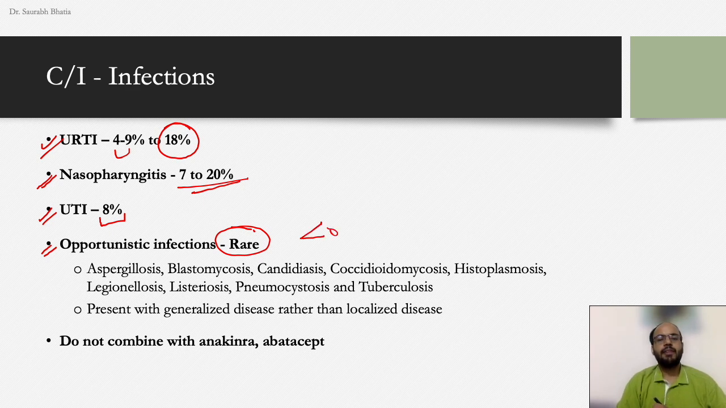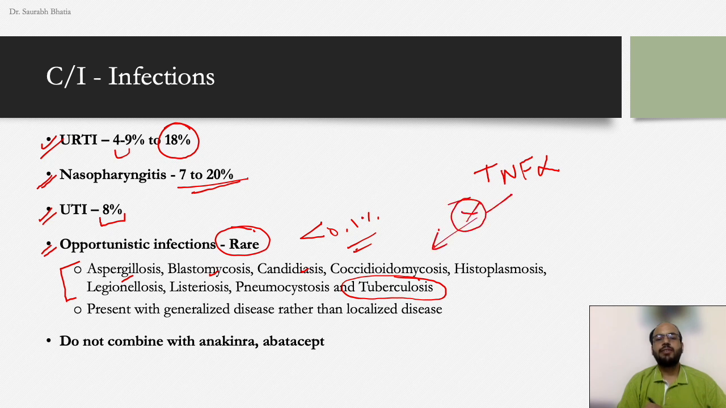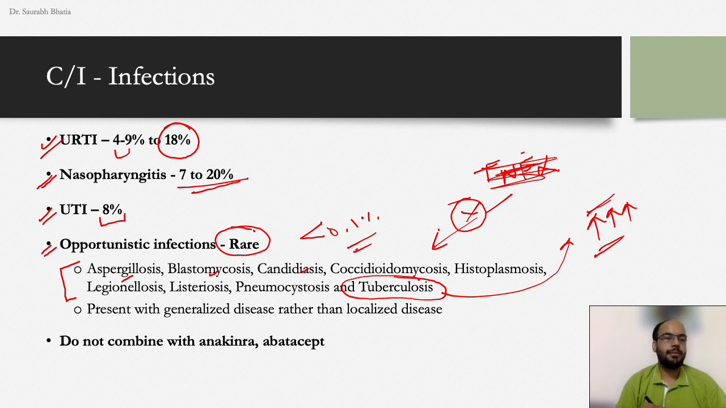Now, what do we mean by that? We actually mean less than 0.1% chance is there. And opportunistic infections include all the deep fungal infections like aspergillosis, blastomycosis, candidiasis, and others, and also tuberculosis in our setting. So, tuberculosis is very important. Remember that TNF alpha is required to form granulomas, which is required to inhibit tuberculosis. So, if you stop TNF alpha, granulomas will not be formed and TB will run rampant. It will increase and you will have a case of disseminated TB in your patient.